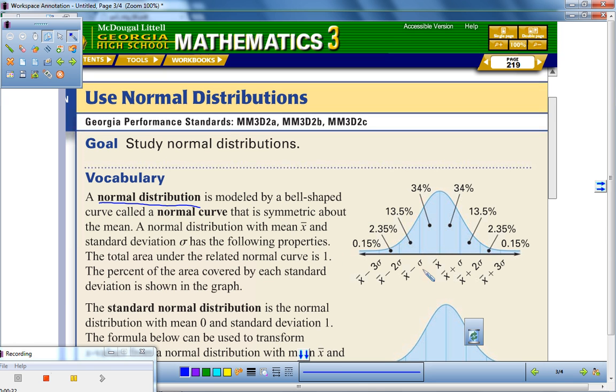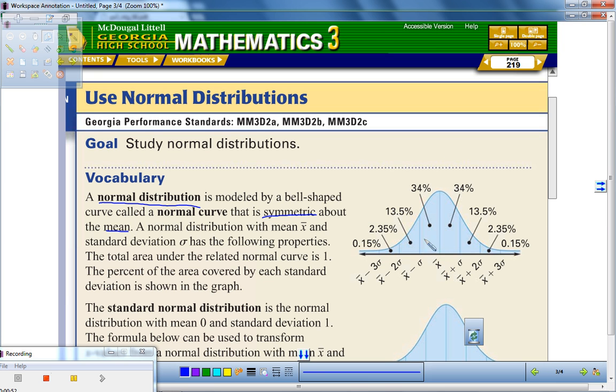And it's symmetric. When we talk about symmetry, basically we're talking about if we split it in half, we have the same amount on both sides, or it would fold over on itself. So it's symmetric about the mean. Now remember, mean is just simply the average, and again, we're going to use X bar for that. And then standard deviation. Standard deviation just basically tells you how close you are to the average.